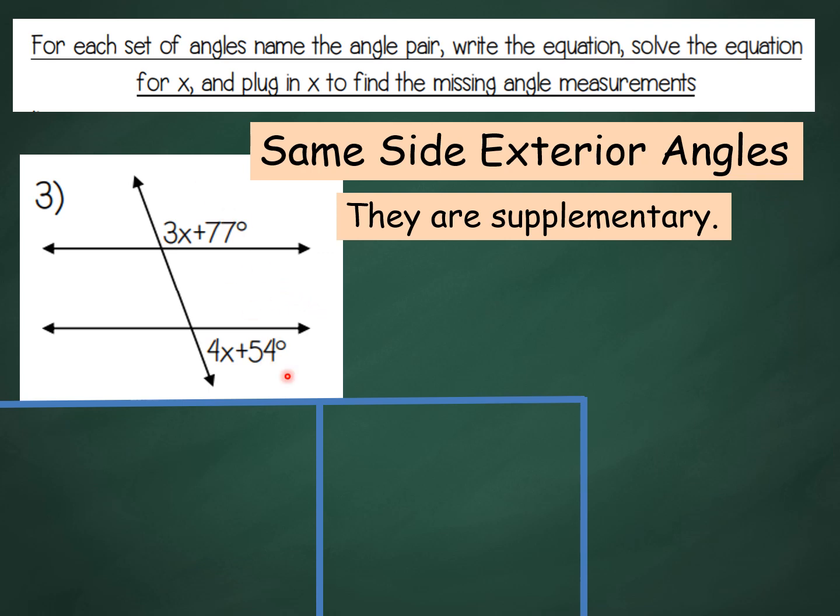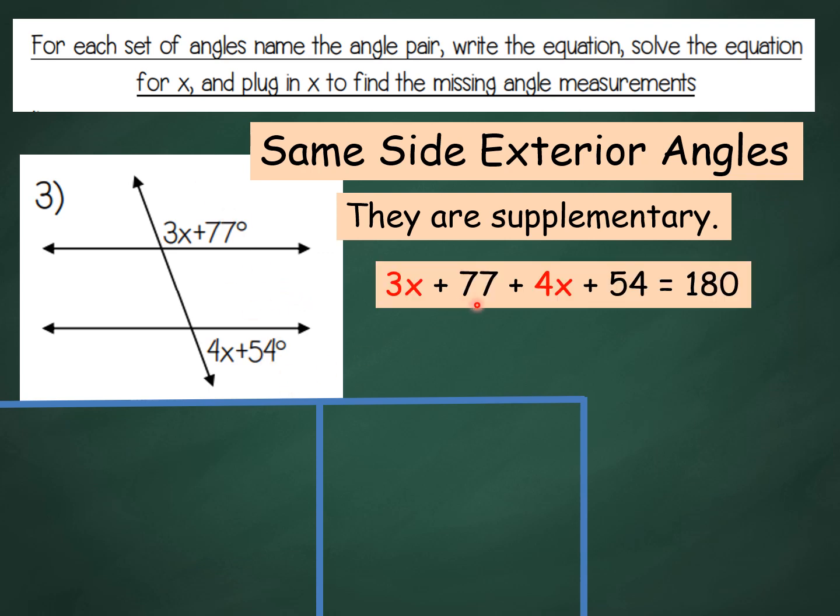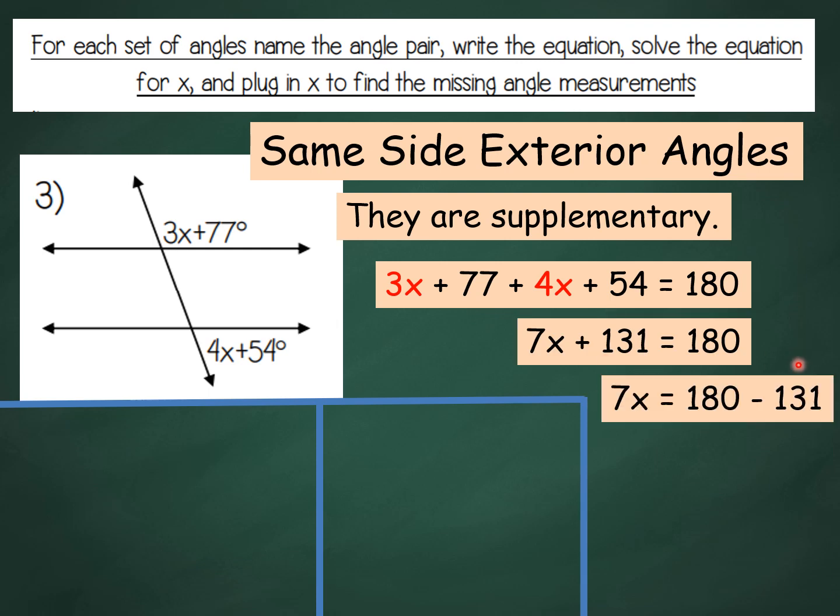So, i-add lang natin yung dalawa. 3x plus 77 plus 4x plus 54 is equal to 180. So, similar terms, kailangan pagsamahin lang. So, 3x plus 4x, that is 7x. 77 plus 54 ay 131. So, magma-minus 131 tayo, no? Sa parehong side. So, 180 minus 131 is 49. So, divided by 7 sa parehong side, makukuha natin yung value ng x which is 7.